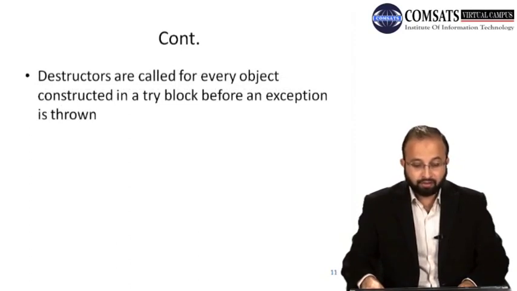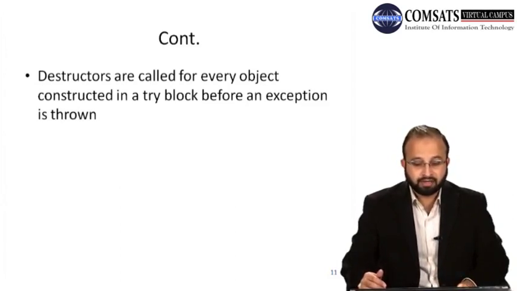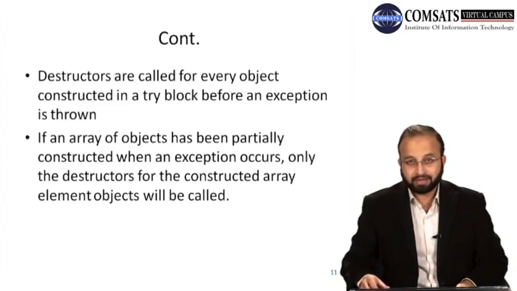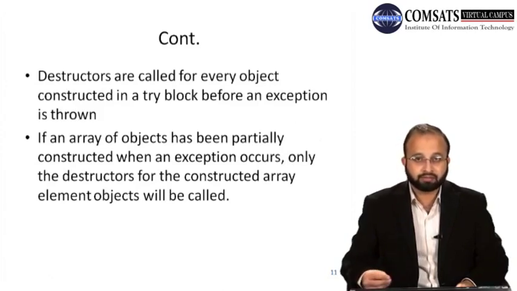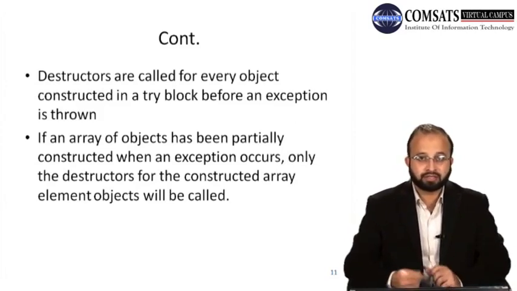Destructors are called for every object constructed in a try block before an exception is thrown. So at the point where the exception occurs, before throwing the exception and transferring the control to the catch block, the destructors for those objects that are created are called. Okay? If an array of objects has been partially constructed when the exception occurs, only the destructors for the constructed array objects will be called. So if the array is of size 10 and you create objects and store them at particular indexes of the array, with an object at each index, then the destructor will be called only for as many objects as have been created.